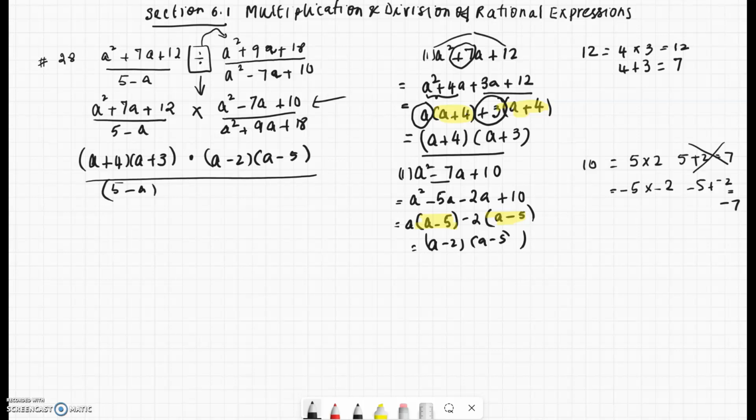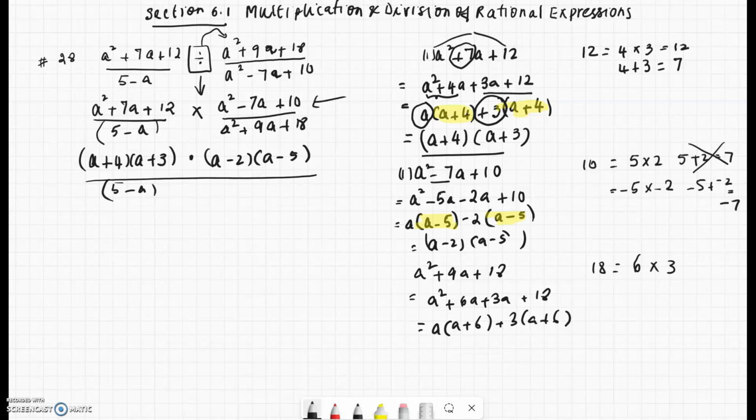Now that you're multiplying the denominators, I'm going to put this in parentheses, times a squared plus 9a plus 18, is equal to a squared plus 18 is 6 times 3. So 6a plus 3a is 9a plus 18. Factor the a out. So a plus 3 times a plus 6. So we have a plus 3 times a plus 6.